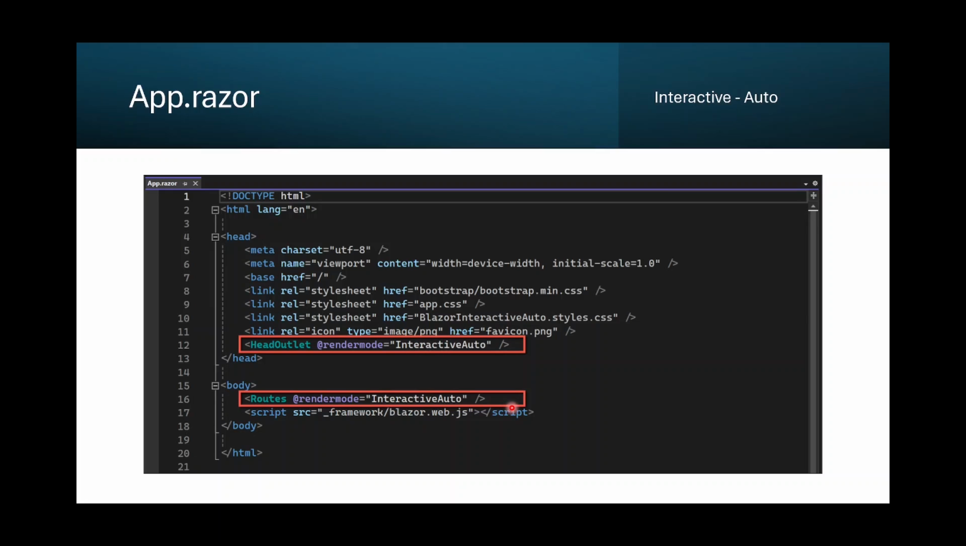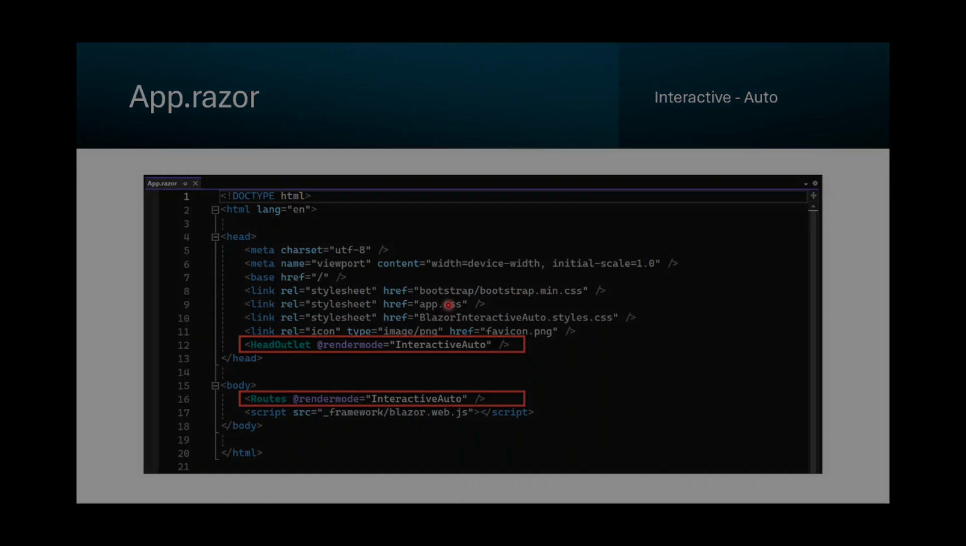Again, fairly logical. We'll come back to this, but we've got to remember this is when I've set up the global render mode. And what happens, as we'll see later, is that App.razor takes precedence over the individual Razor pages. So what we've got here dictates the render mode for the individual Razor pages.